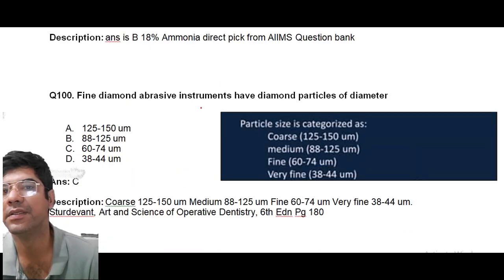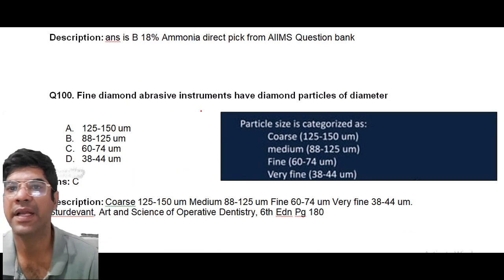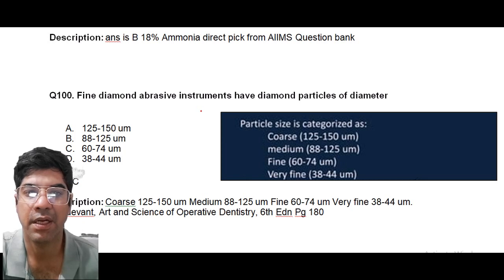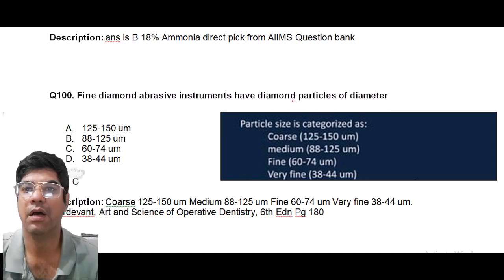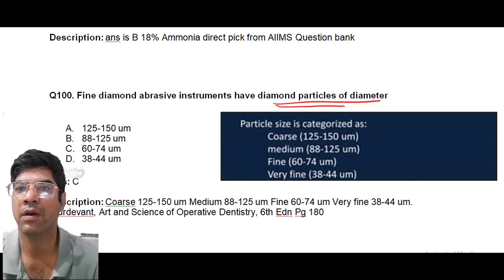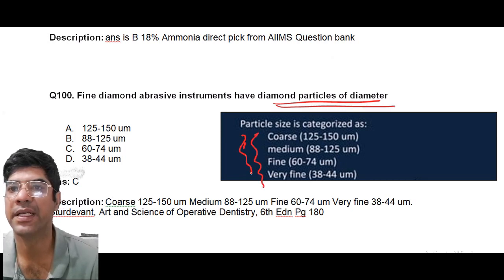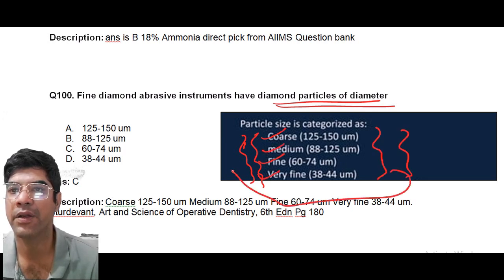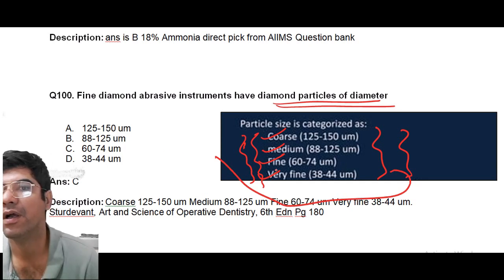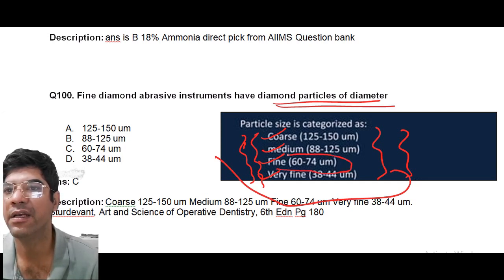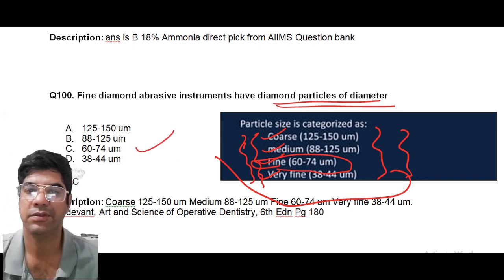Remember that. The fine abrasive instrument has a particle size. Remember these particle sizes, they are categorized in coarse, medium, fine, very fine. So mark your answer accordingly. The fine comes under 60 to 70 micrometer. That is, state your answer.